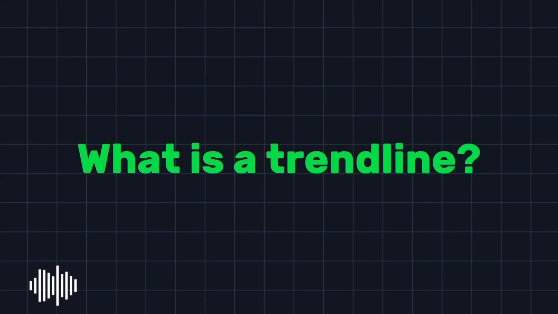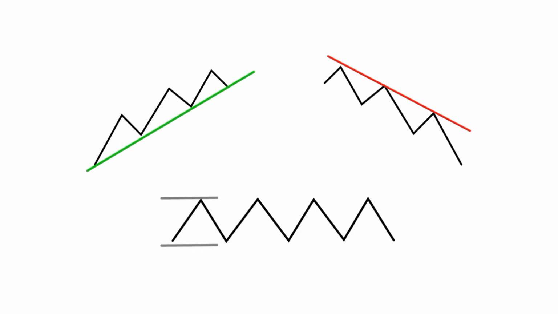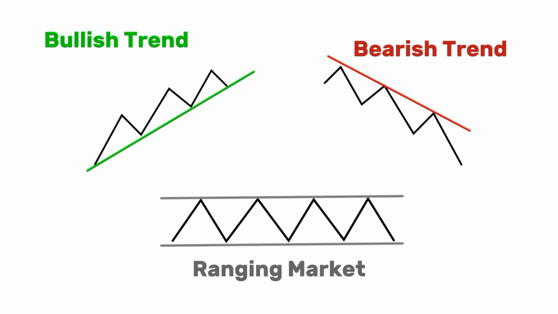What is a trend line? A trend line is a straight line that connects two or more price points on a chart, serving as a visual representation of the market's direction. Traders use trend lines to identify the overall direction of the price, whether it's moving upwards (bullish trend), downwards (bearish trend), or sideways (consolidating or ranging market).